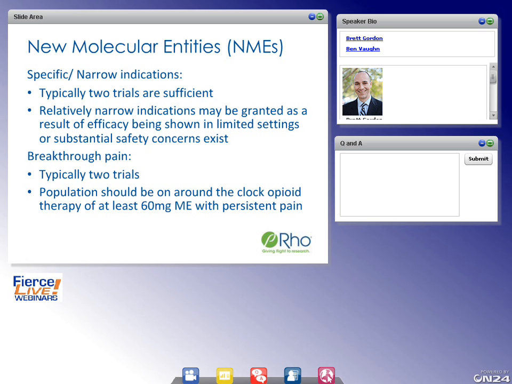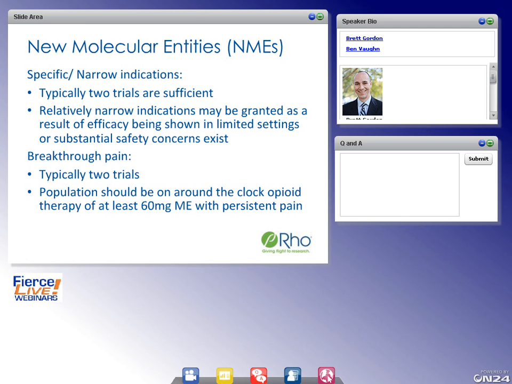Breakthrough pain largely follows the same structure as narrow pain indications, in that you would only need 2 trials to get an indication. You can generally get the indication in opioid-tolerant subjects that are experiencing persistent pain, otherwise controlled with maintenance doses of around-the-clock opioid therapy of at least 60 milligram morphine equivalents per day.